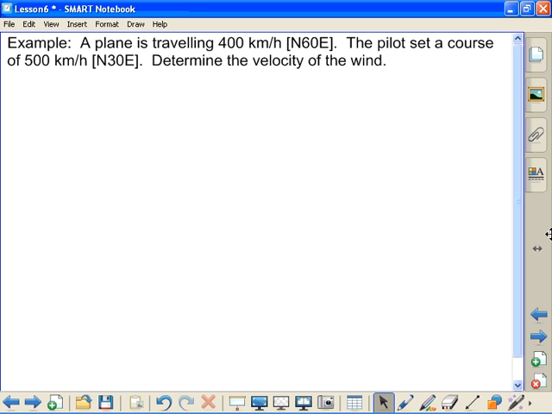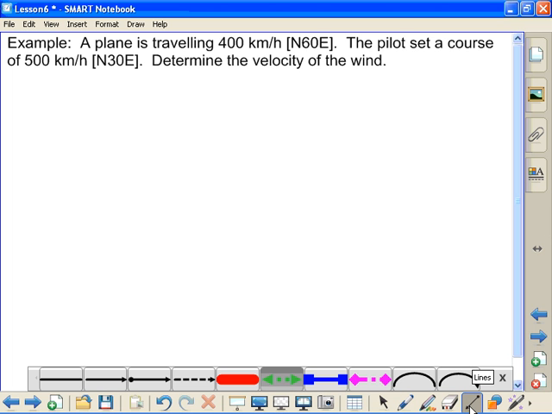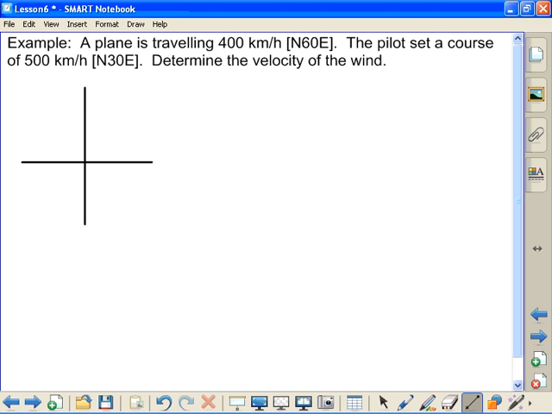Okay, with relative velocity, here's an example. We have a plane traveling at 400 kilometers per hour. So if it is traveling at 400 kilometers per hour north 60 degrees east, that is v relative. Whenever we're dealing with a plane question, either a displacement or a velocity question, I always recommend drawing a coordinate system so you can put your sketch on and tell what's going on here.